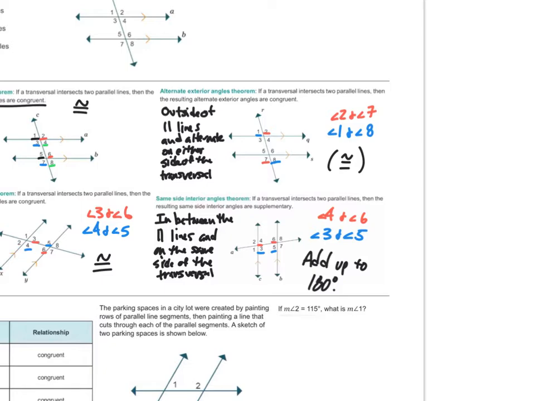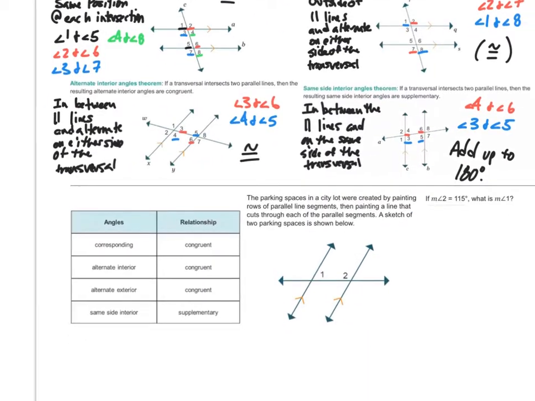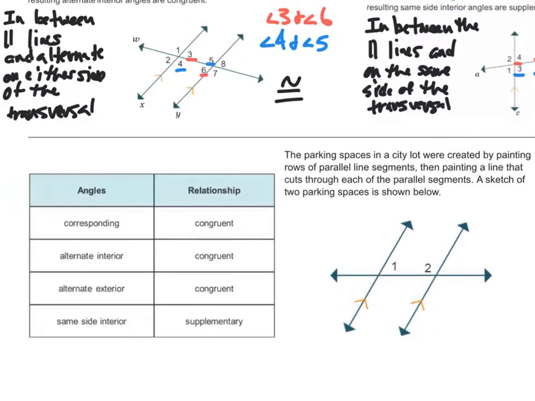So that's something we did in an activity in class, so it should be pretty easy for us, but you should have this down, so take a look back at those. All right. So we have this little thing here where it says if they're corresponding, alternate interior, alternate exterior, those are all congruent. But if we're same side interior, then they are supplementary.